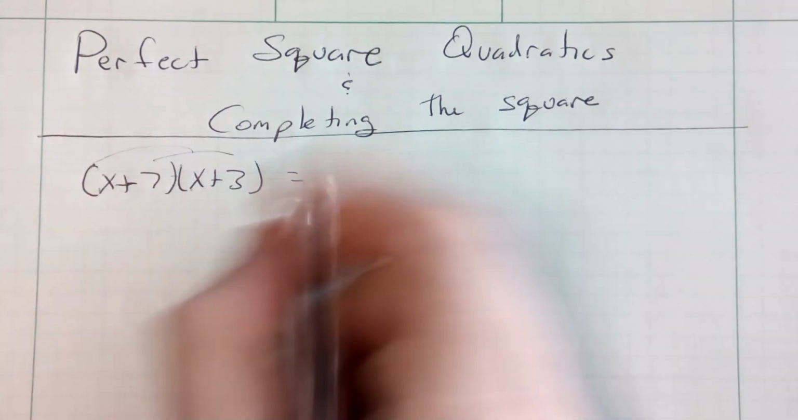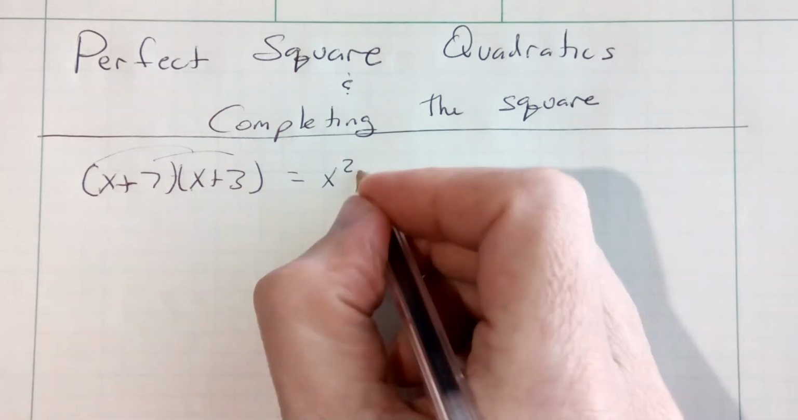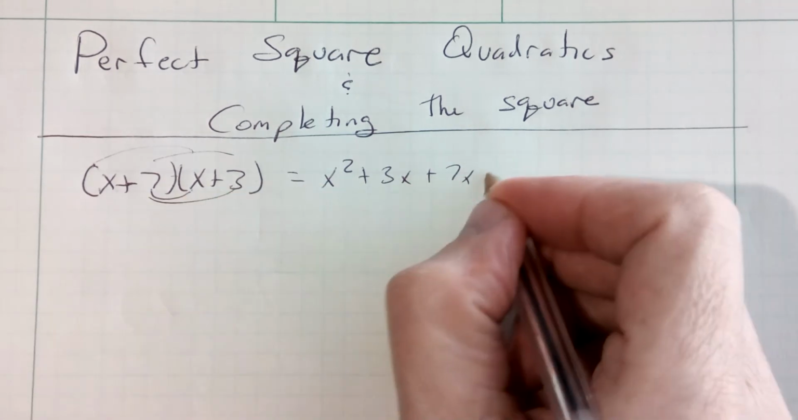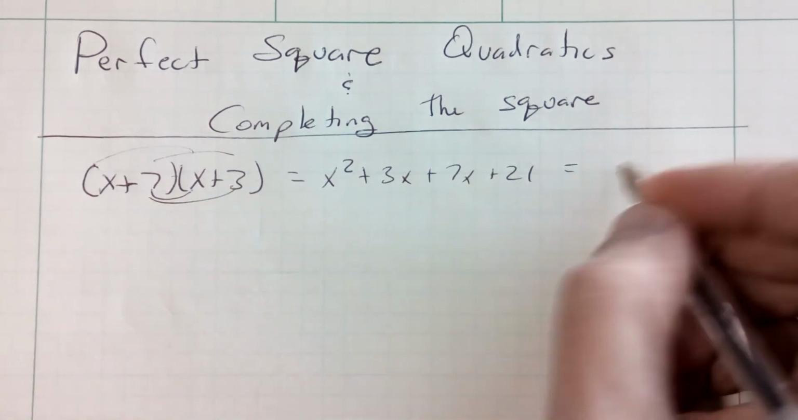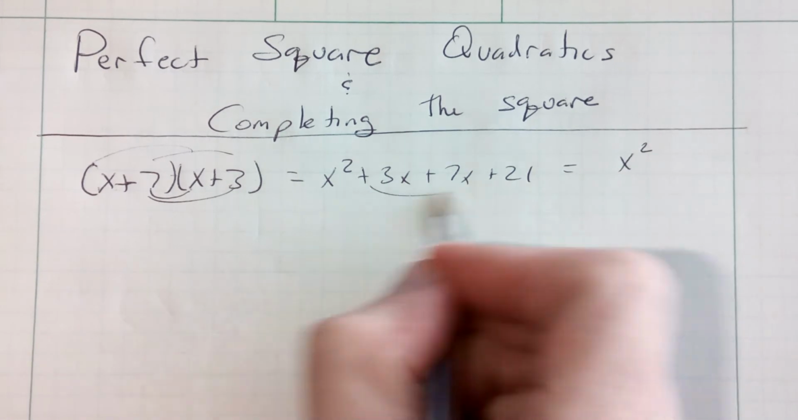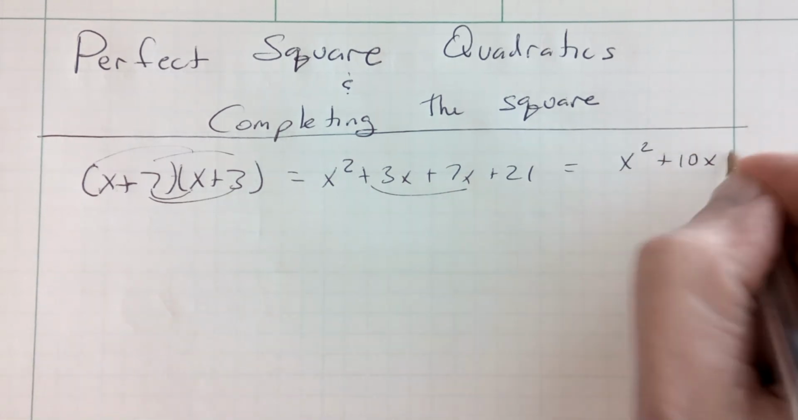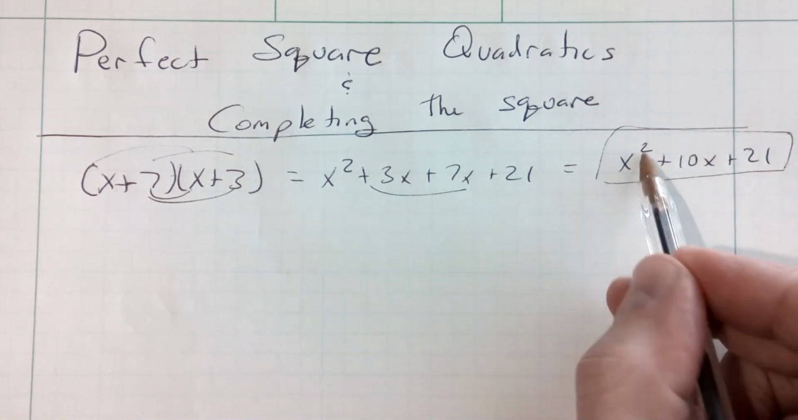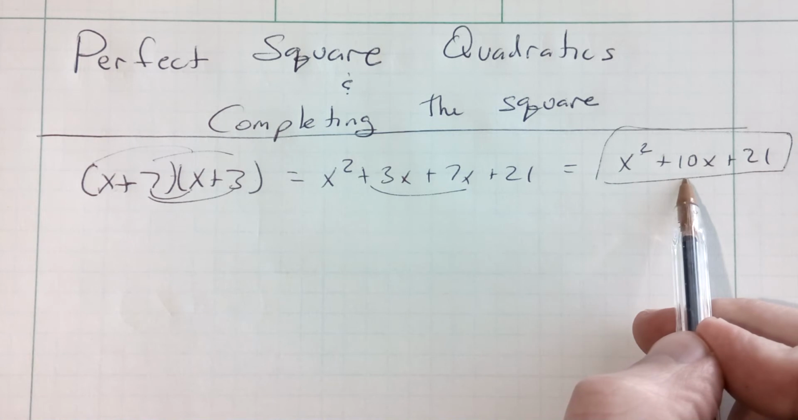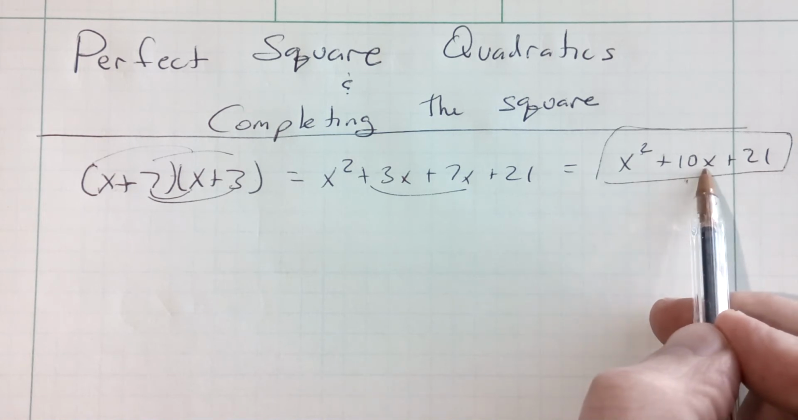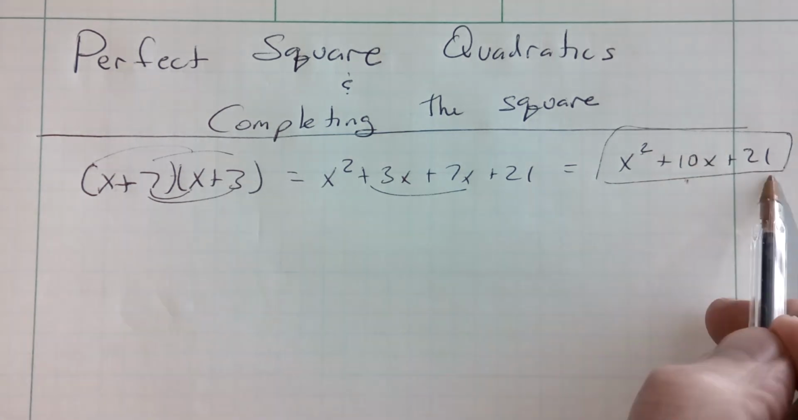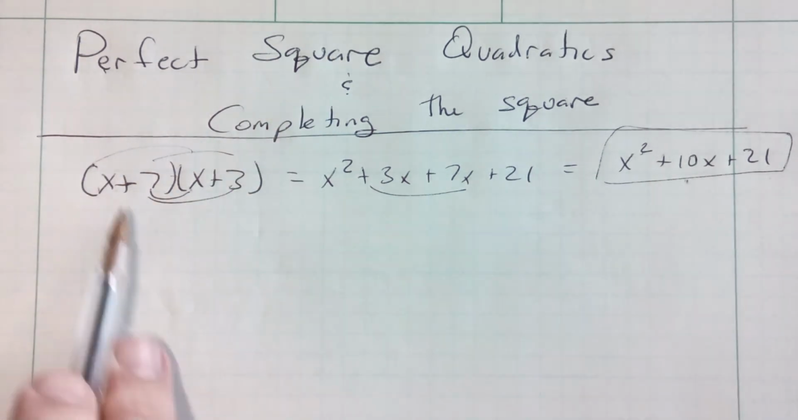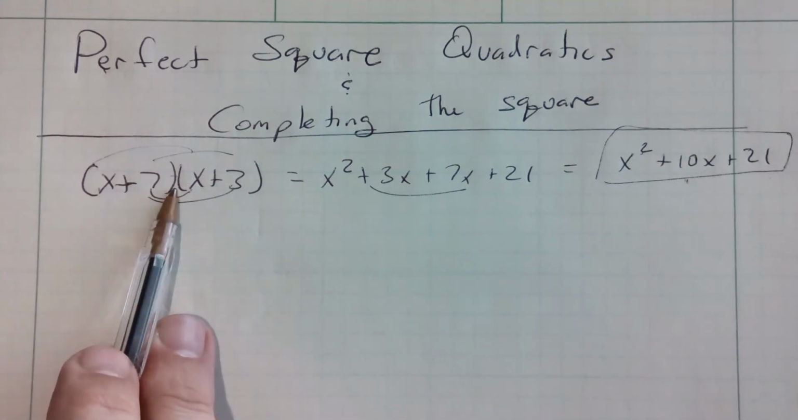So x times x is x squared, x times 3 is 3x, then the last times the first is 7x, 7 times 3 is 21, and I'm going really fast because this should just be review. X squared, the two middle terms combined give me a 10x, plus 21, which gives us this quadratic. A quadratic has an x squared term. A lot of times you'll have a middle term of a single x term, no exponent on it, and then a constant.